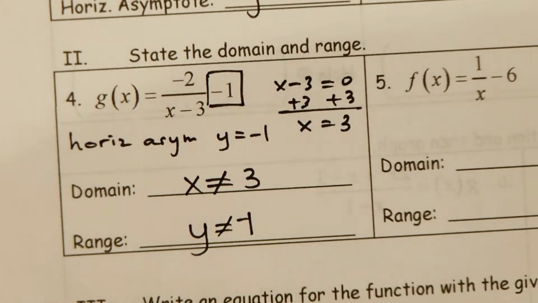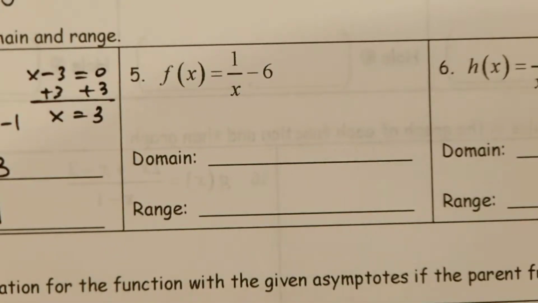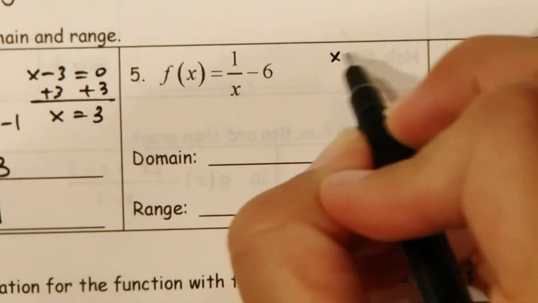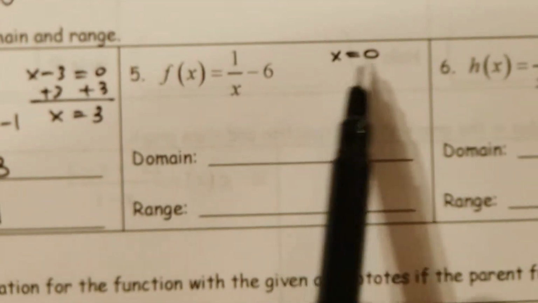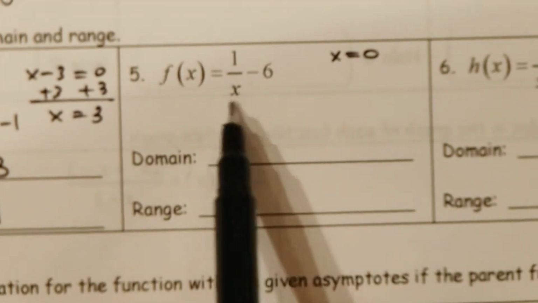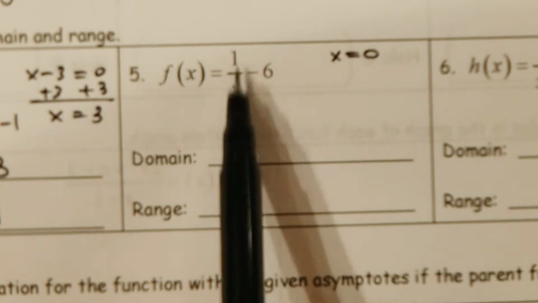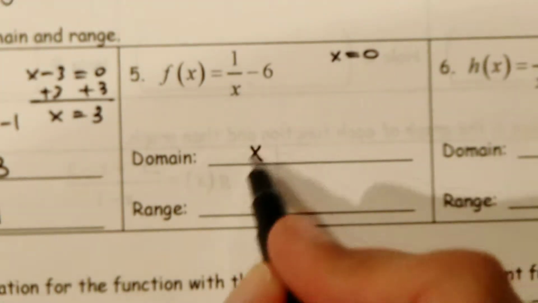Okay, moving on to number 5. f of x equals 1 over x minus 6. So the vertical asymptote is going to be where the denominator equals 0, or x equals 0. That tells us that at x equals 0, this cannot exist. You can't have 1 over 0, so that's going to be a value that will not work.